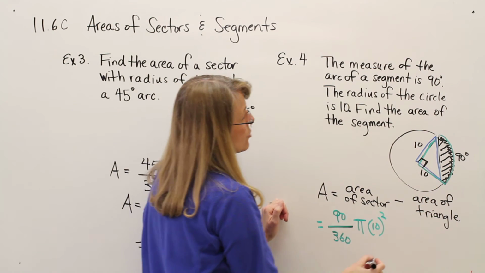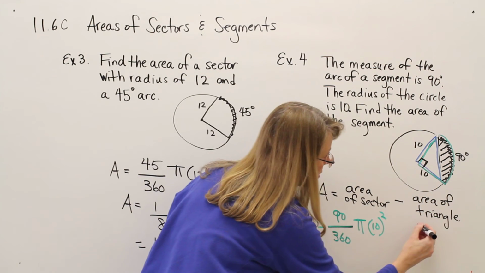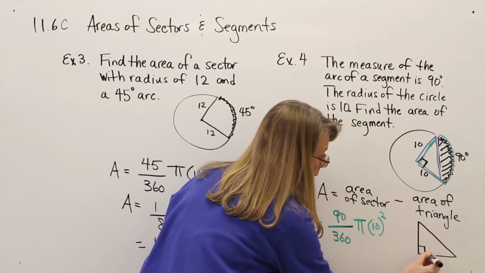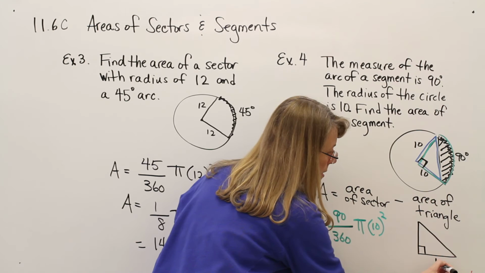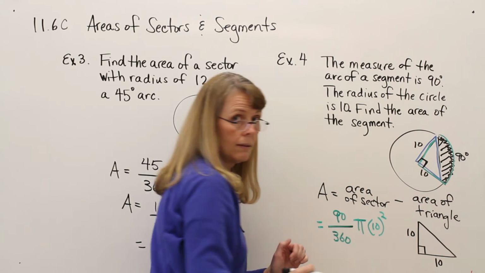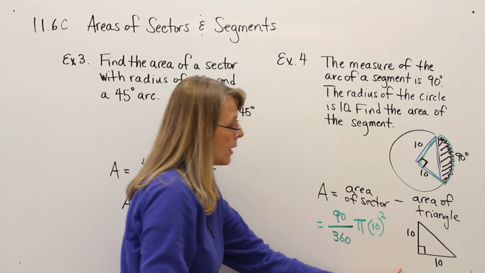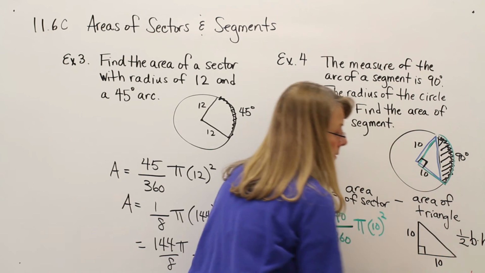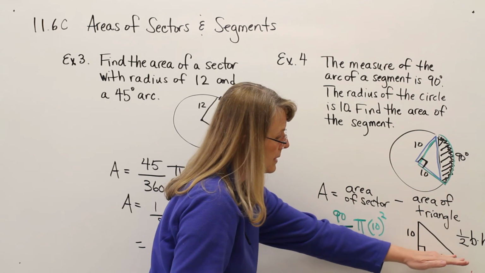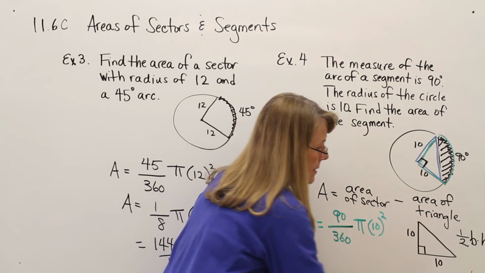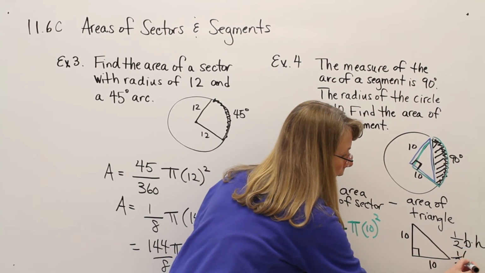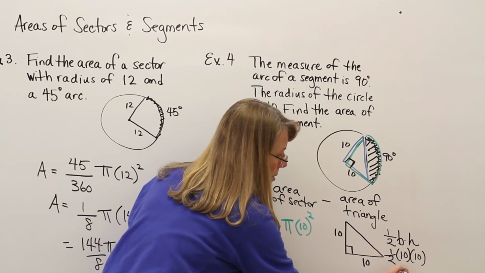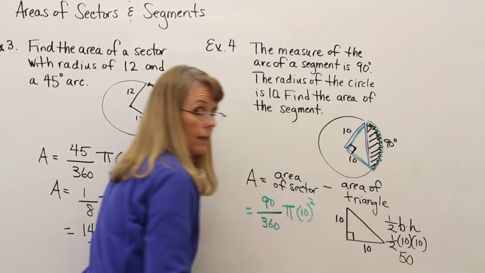Earlier in this chapter, we worked with triangles. So I'm going to redraw it here separately. There's my 90-degree angle. This is 10, and this is 10. And if you recall, area of a triangle is 1/2 base times height. Well, my base could be 10 here, and my height is 10, so that is 1/2 times 10 times 10, which comes out to be 50.